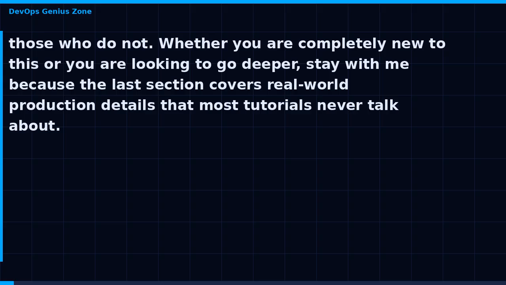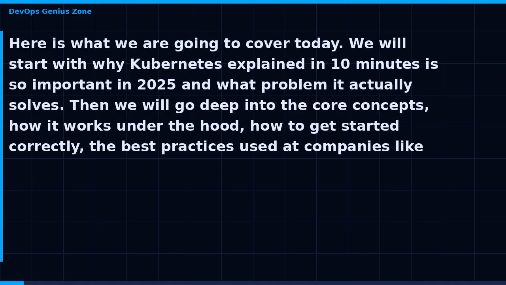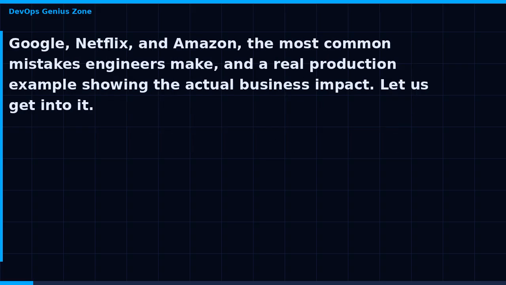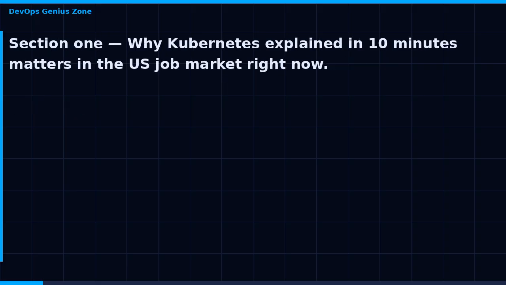Here is what we are going to cover today. We will start with why Kubernetes explained in 10 minutes is so important in 2025 and what problem it actually solves. Then we will go deep into the core concepts, how it works under the hood, how to get started correctly, the best practices used at companies like Google, Netflix, and Amazon, the most common mistakes engineers make, and a real production example showing the actual business impact. Let us get into it.